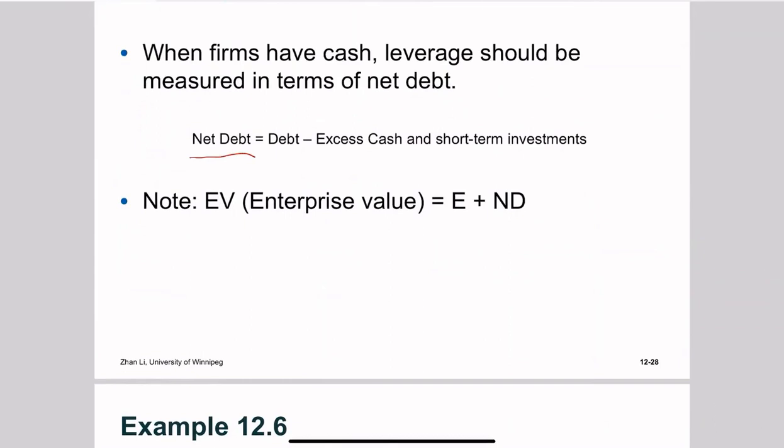Net debt equals debt minus cash. Intuitively, cash is like the opposite of debt, like negative debt. That's why you would want to use the minus sign here. And if you're using net debt, the enterprise value, which is defined as E plus D, now has to exchange this D for ND, net debt.